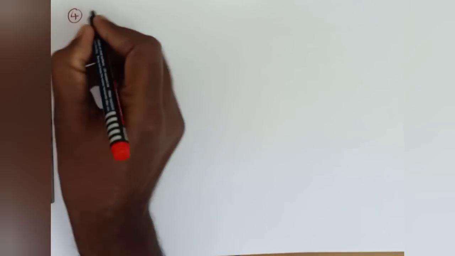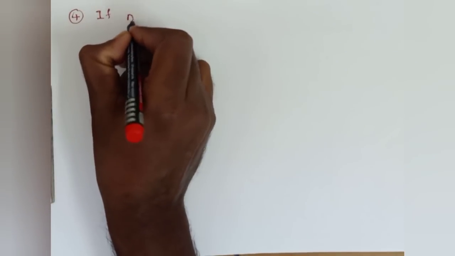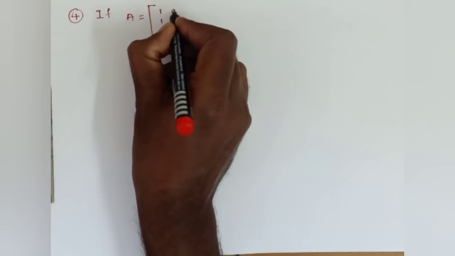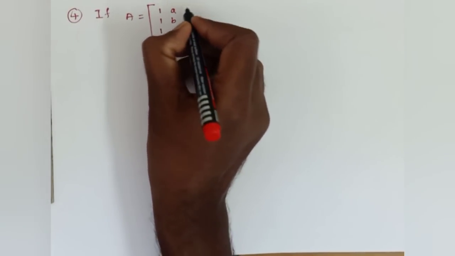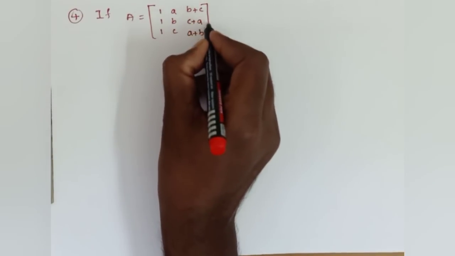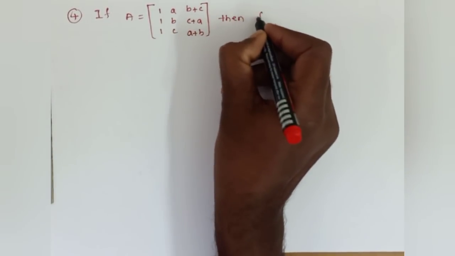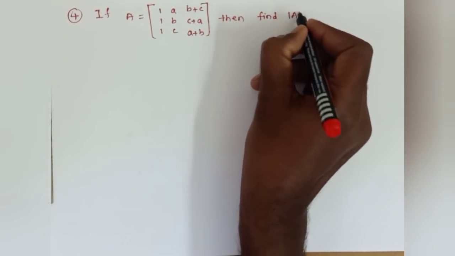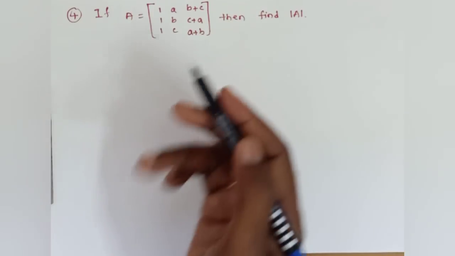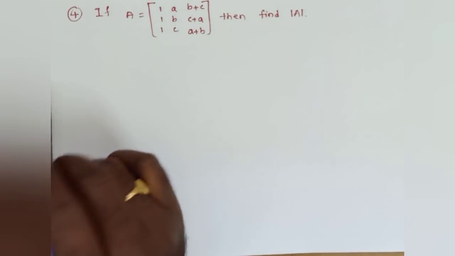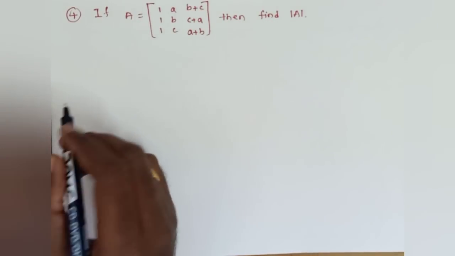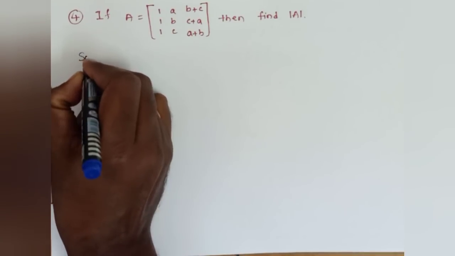Problem number 4. If the matrix A contains the elements 1, 1, 1; A, B, C; B plus C, C plus A and A plus B, then find the determinant of A. The given matrix is obviously a 3 by 3 matrix that contains unknown numbers like A, B, C. So compulsorily here we need to use row operations or column operations to evaluate the determinant of the given matrix easily, or you can use the definition also.